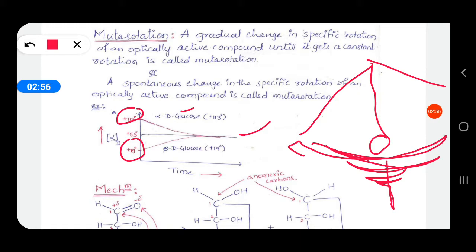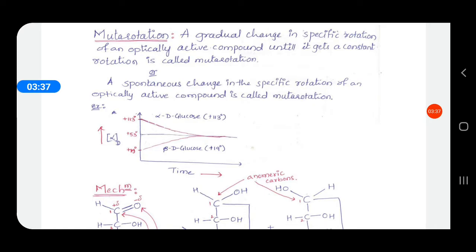Like this, alpha or beta, anyone when dissolved in water, the specific rotation, suppose alpha is plus 113, its rotation goes on changing from 113 to 19, then again 113, then 20, then 112, 21, 111, 22, then 110. So like this it goes on decreasing and finally reaches a stable rotation of plus 53.